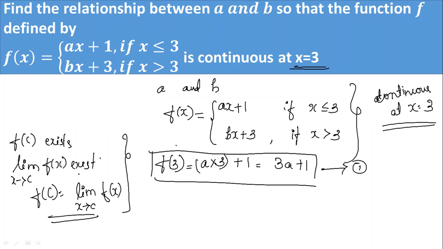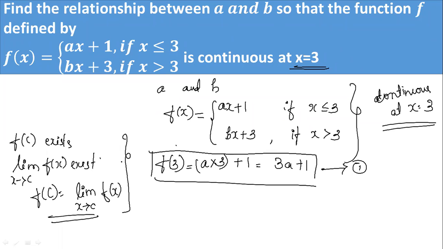Next, what else can we do? They have told that the limit exists. If the function is continuous, the limit exists. The function is continuous at x is equal to 3, so it should satisfy the second condition as well. What is the second condition? Limit f of x as x tends to 3 exists.